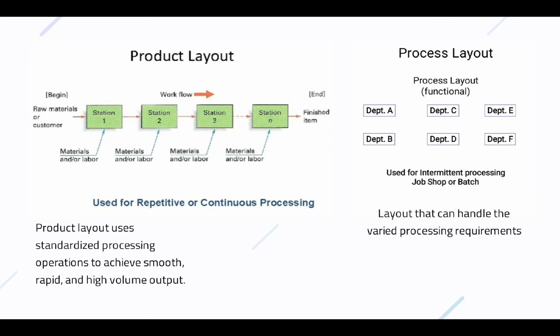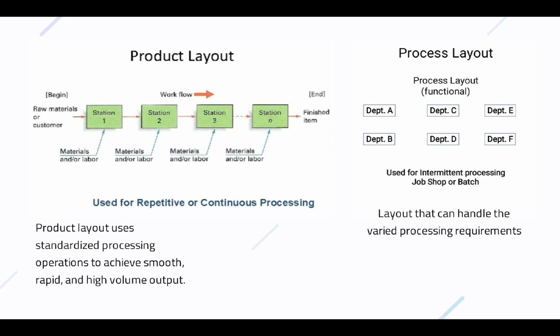The product layout begins with station 1 to station 2 until the last station. Each station consists of materials and/or labor for the creation or delivery of the product. It is used for repetitive or continuous processing. Product layout uses standardized processing operations to achieve smooth, rapid, and high volume output.